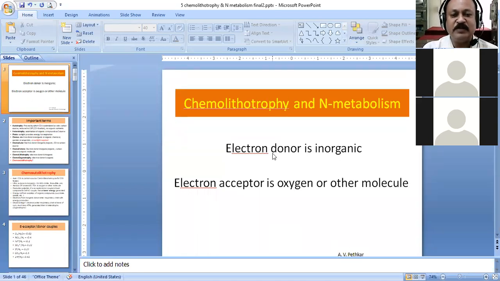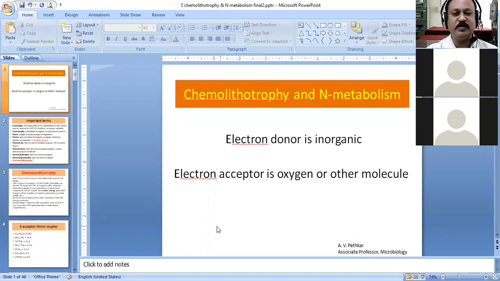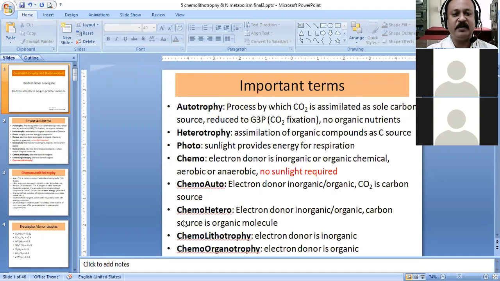But now what is important is that on the left hand side of the chain we have the electron donor. So just remember that the left hand side of this particular chain of electron carriers is an inorganic molecule. The other end, that is the right hand side of the chain, could be either oxygen or any other molecule. If this fundamental aspect is clear to you, then we will go to the next slide. I think we have some definitions there. We will look at these definitions one by one.